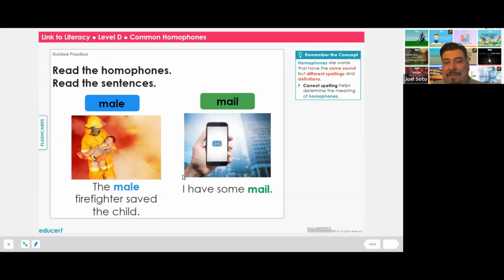The male firefighter saved a child. I have some mail. A male guy delivered my mail. So a guy delivered mail and it was a guy. So either way, it's a win-win for me, right? So I'm like, oh yeah. So I go right here.